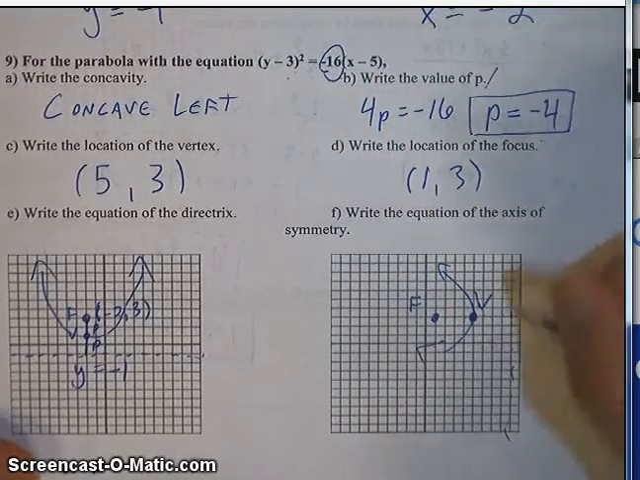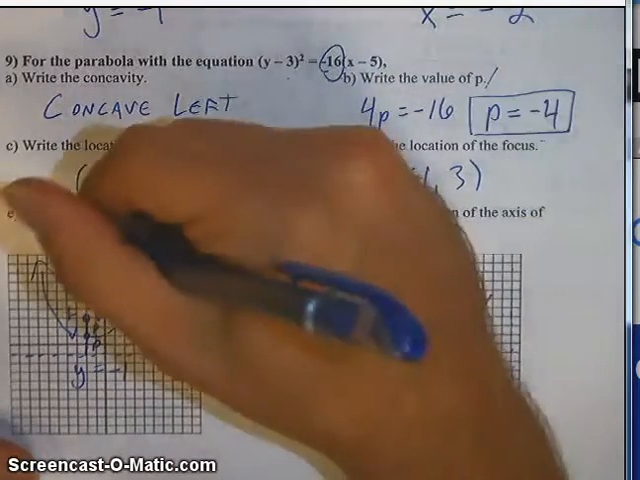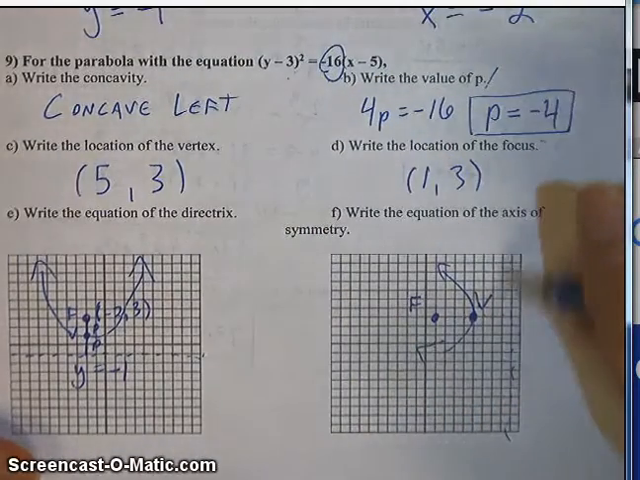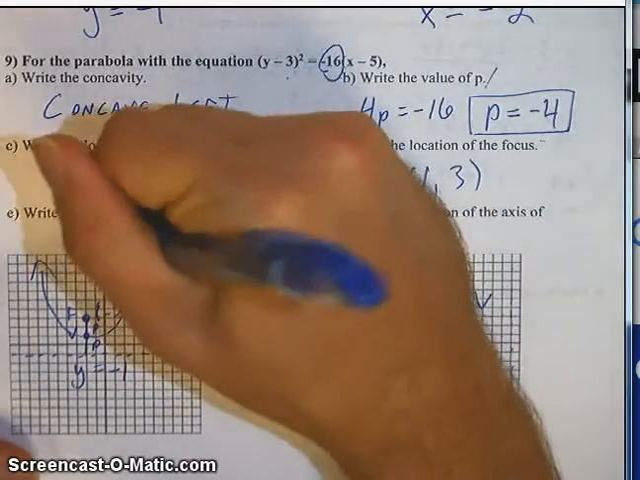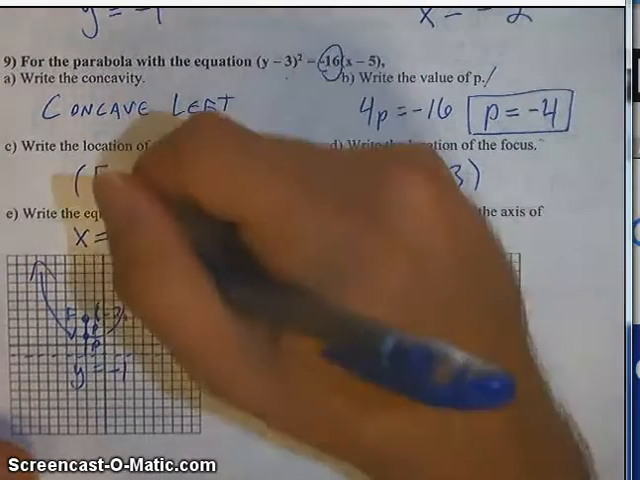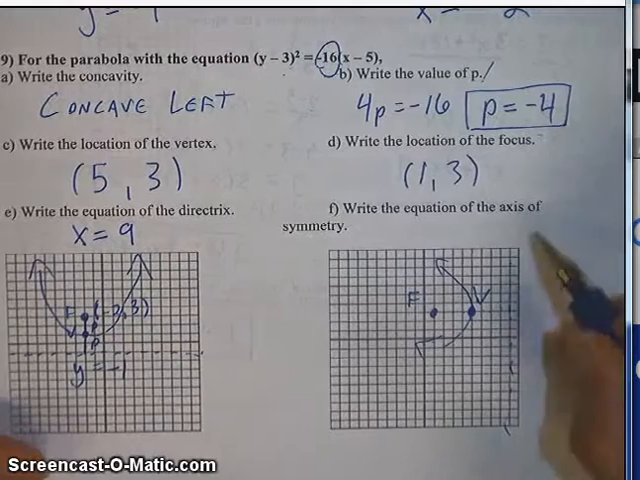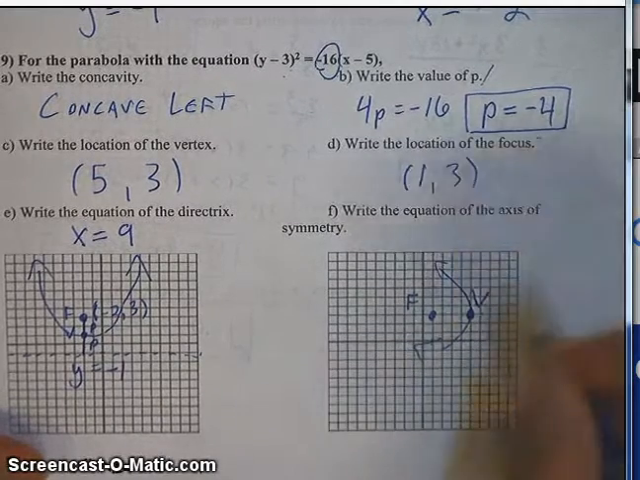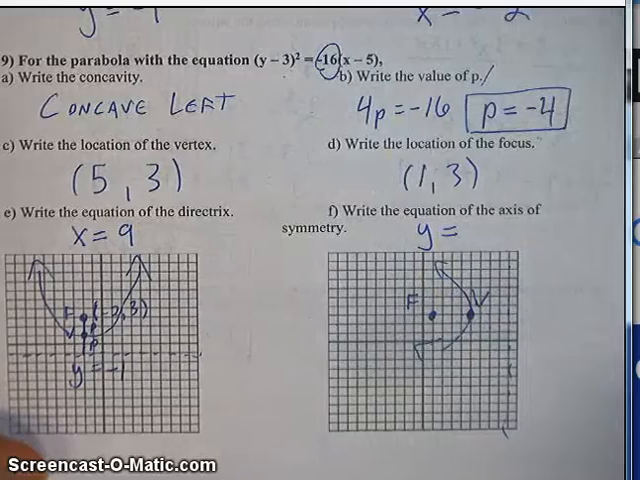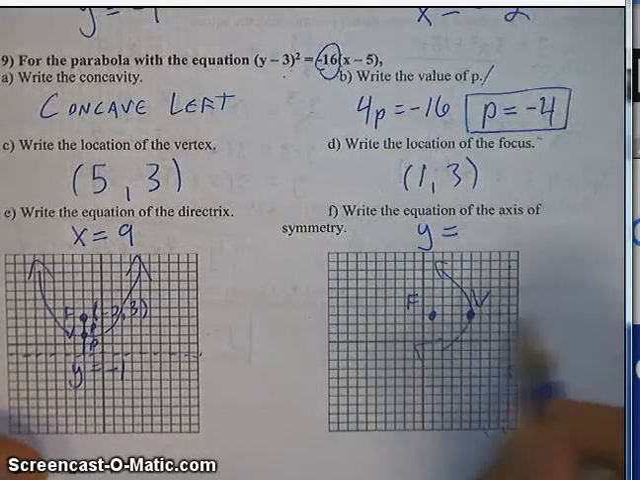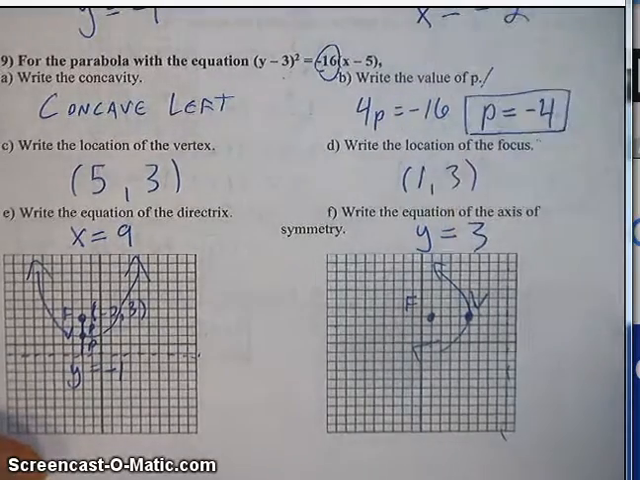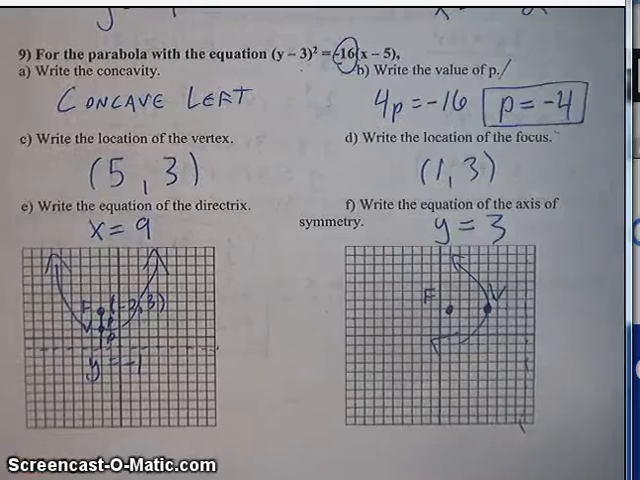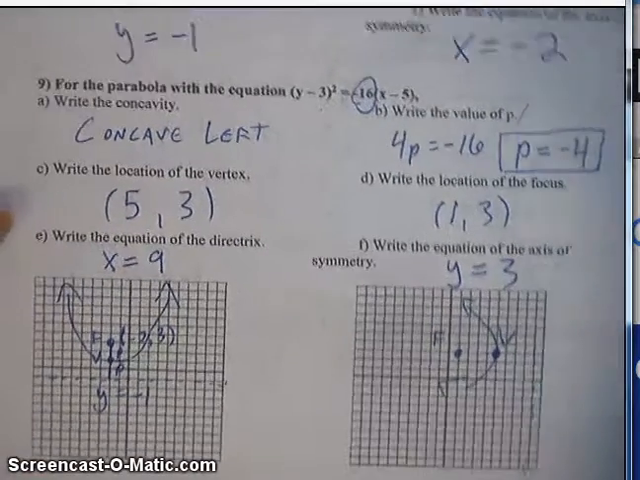The equation of the directrix is y equals, sorry, this is going to be x equals, isn't it? Because that's a straight up and down line. X equals 9. The equation of the axis of symmetry is this line that cuts this thing right down the center. That's going to be y equals something, and the something is 3. And so that's how you do number 9. Let's go on to page 3.